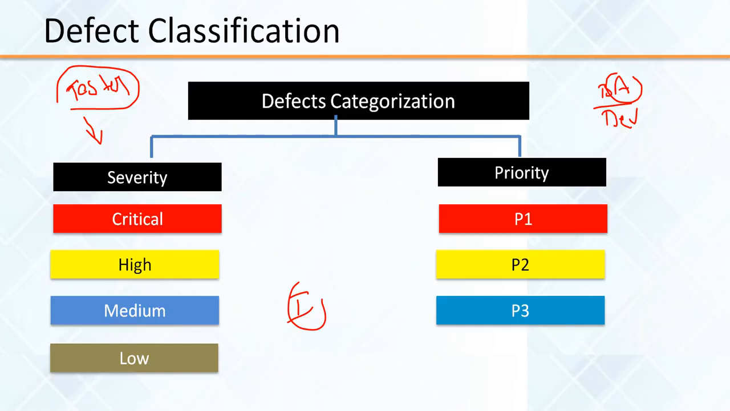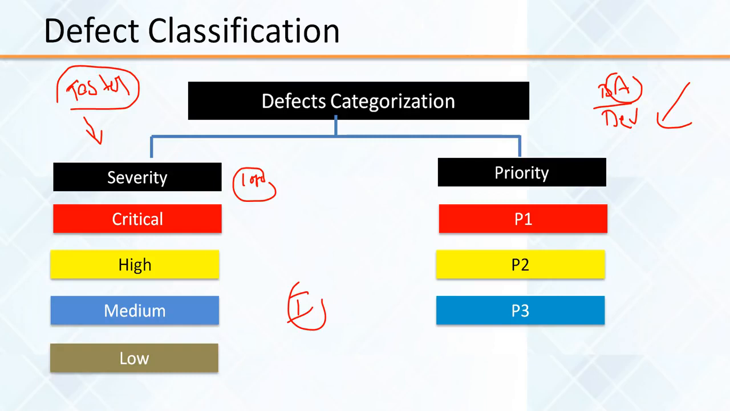Okay, simple example I'll tell you. Here I don't have the logo on the application. In every application there will be a logo present, right? Logo is not present. So what kind of severity is it? Is it critical, high, medium, or low?